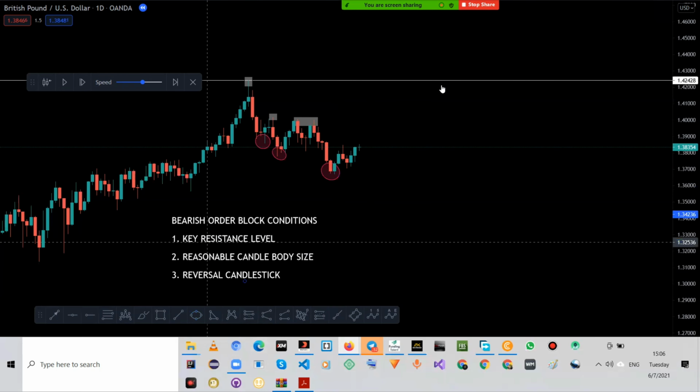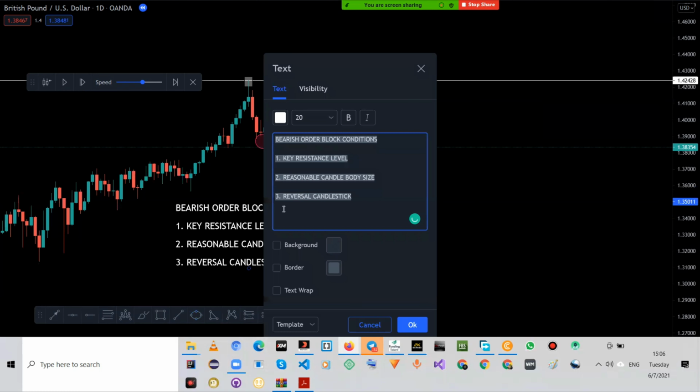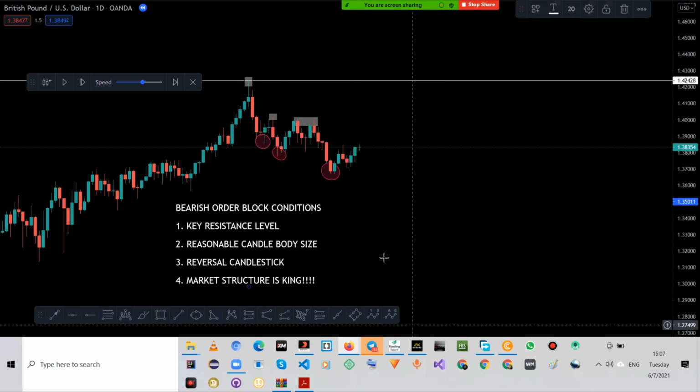Let me just add this point as you watch, so that you don't forget it: market structure is king! So that becomes the fourth point.